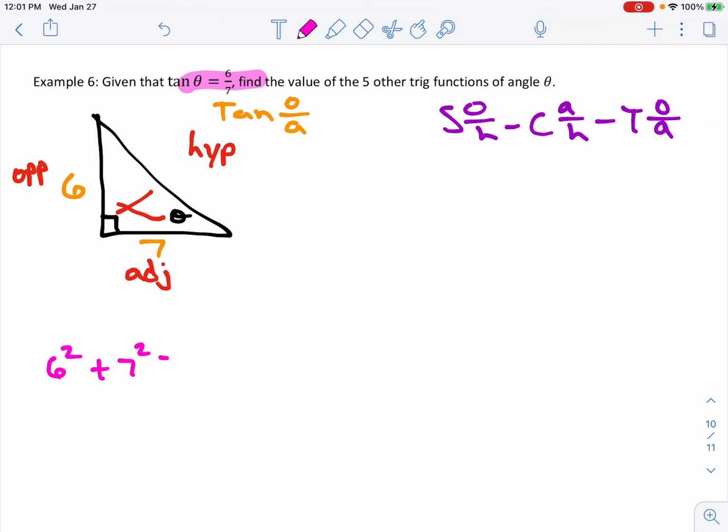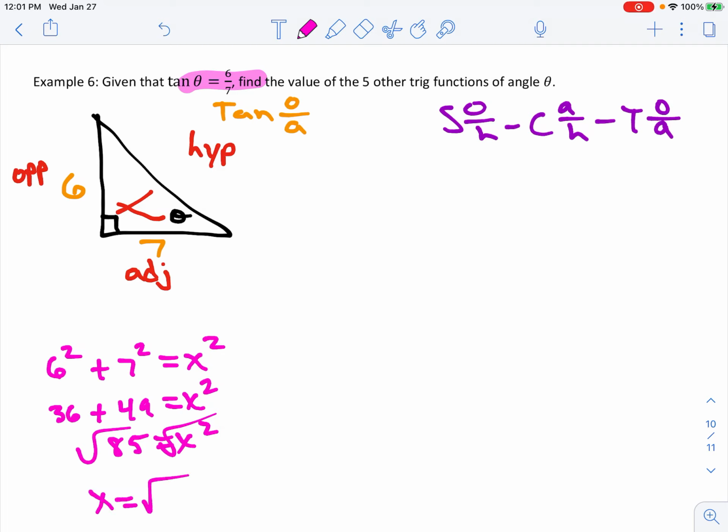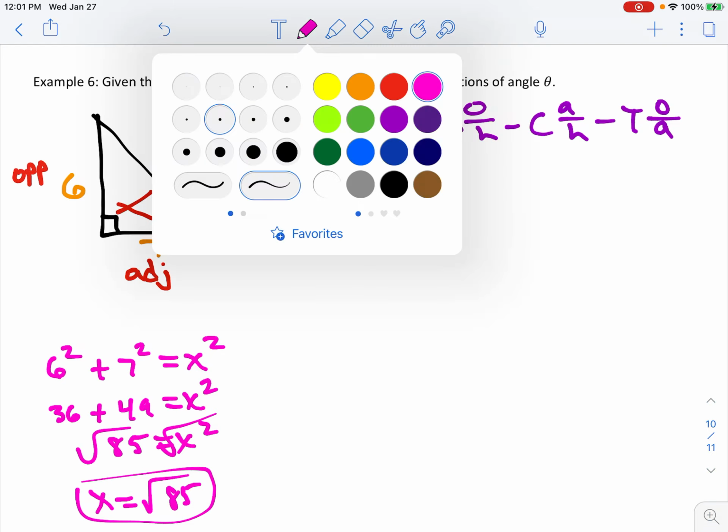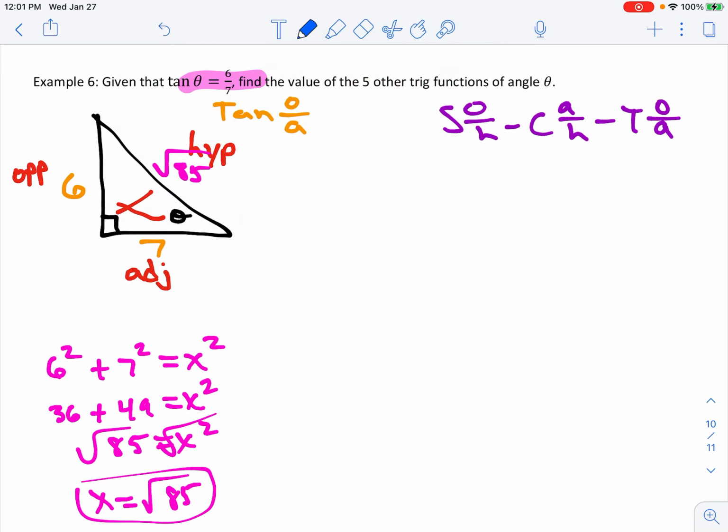So 6 squared plus 7 squared should equal x squared. Well, that's 36 plus 49 equals x squared, and 36 plus 49 gives us 85. Now, you'll notice those last examples we did, this always turned out to be a perfect square root here. All right, if it's not a perfect square root, then just leave it as square root of whatever you get. So I'm going to leave it as square root of 85, and I'm going to go back and put it into my picture. If you went to the nearest decimal, that would be fine too. We'd also accept it. Now, once we have all three sides of our picture, let's go ahead and start to write down our 6 functions.